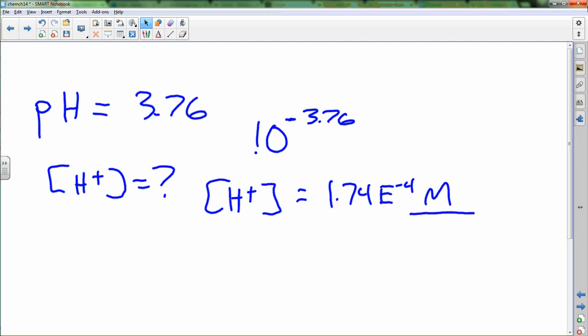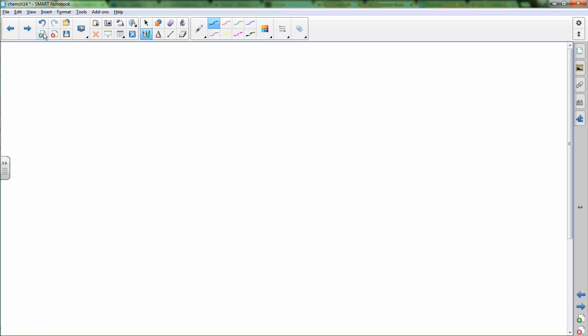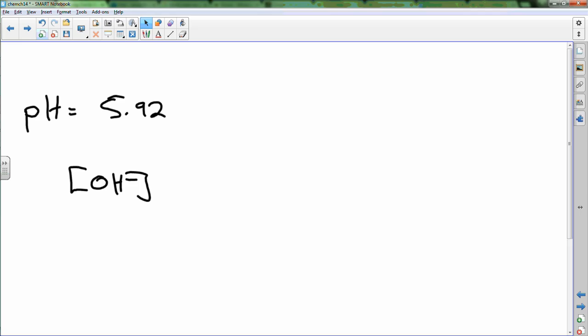Okay, so that's not too difficult. Here's your practice problem. Let's say the pH is 5.92. What would be the concentration of hydroxide ions in the solution? There's two ways to go about solving this problem. Either one will work just fine. I think one's easier than the other. If you think you got an answer, I'll be happy to check it.